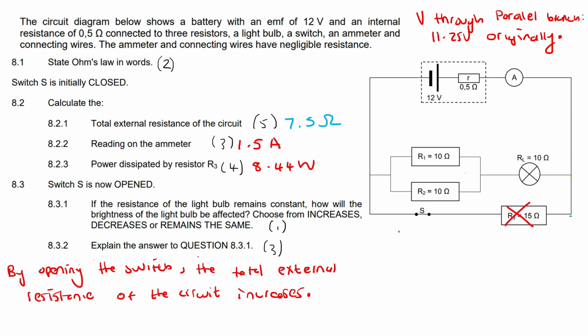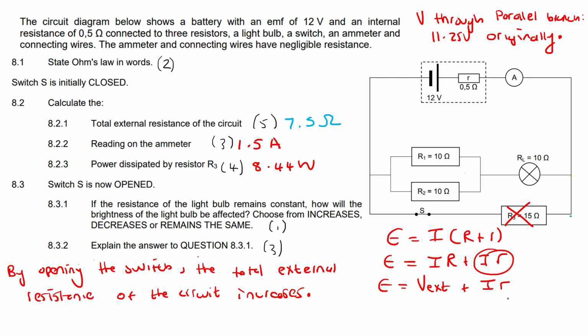Now, if we look at this formula over here, and we just multiply the I in, then remember that this part here, once again, is your external voltage. And this part over here, I'm just going to leave it like that. If we now work out the V external, you're going to end up with EMF minus that. Now, if the total external resistance of a circuit becomes more, what does that do to the current in the circuit? What does resistance do to the current? Well, if the resistance goes up, then the current has to come down. Therefore, the total circuit current will decrease.